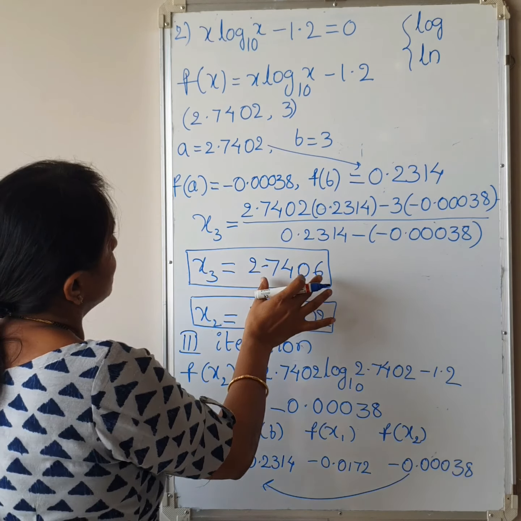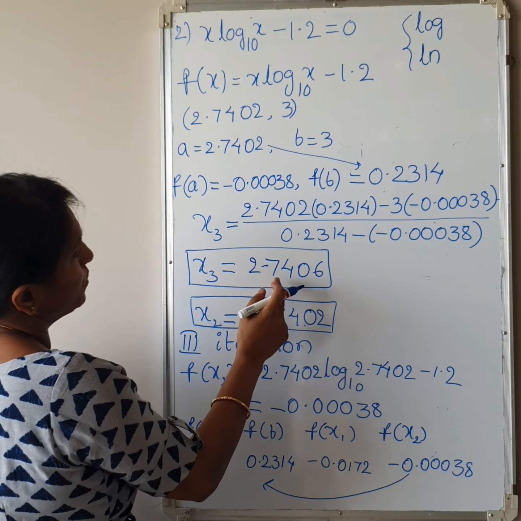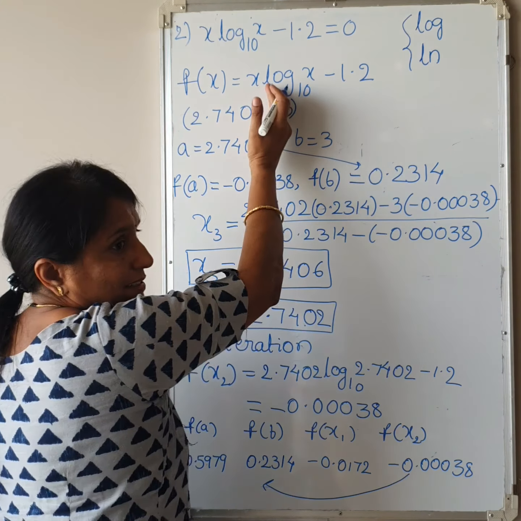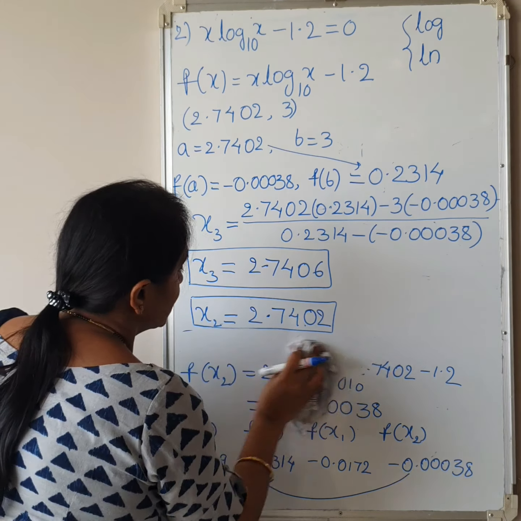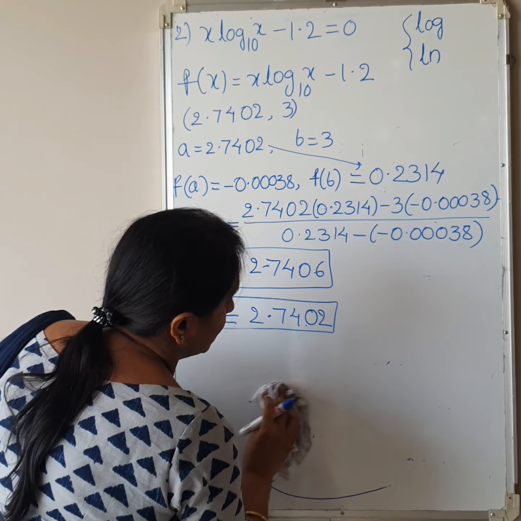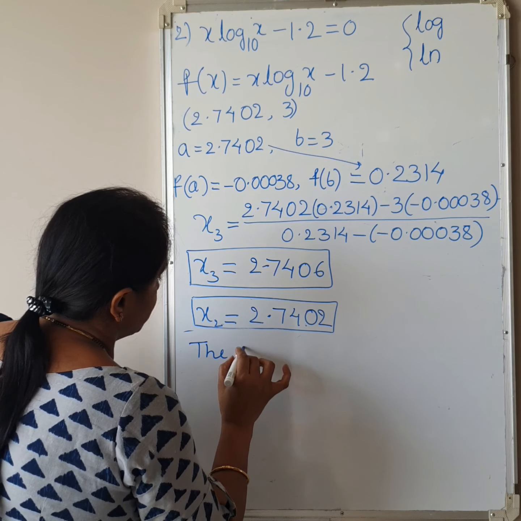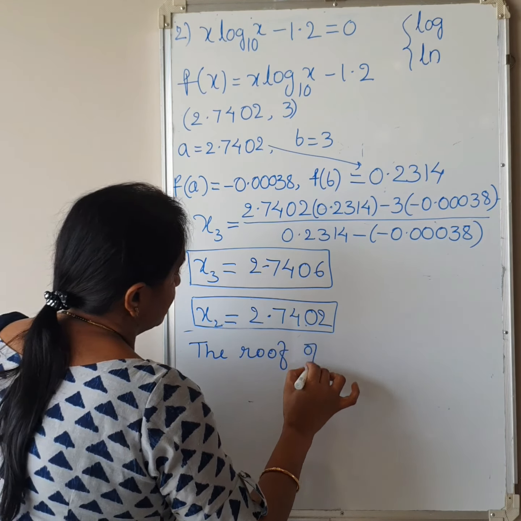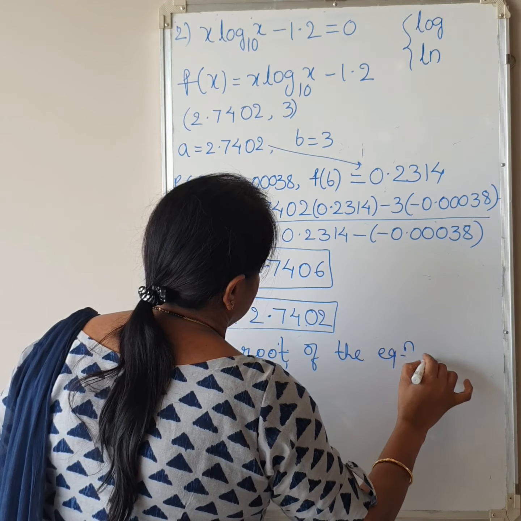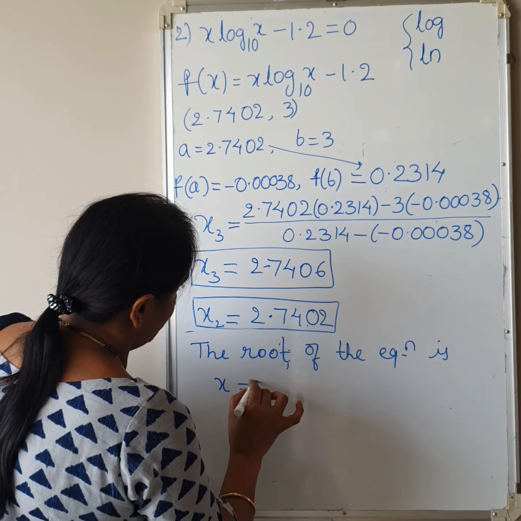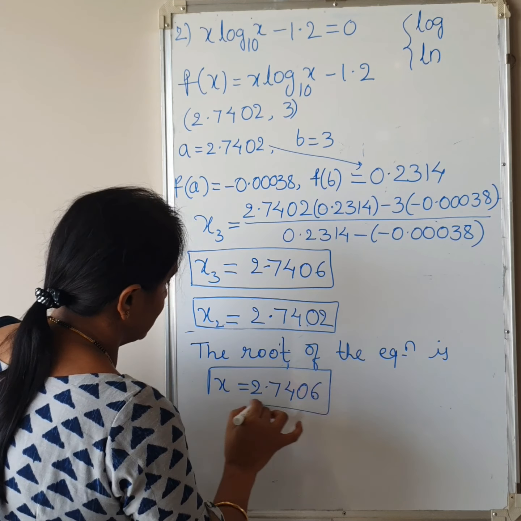Again check whether this root lies in the interval or not. 2.7402, it is 2.7406. Definitely it lies in this interval. So our answer is correct. Finally, you have to write all the roots and one final answer, that will be your third iteration value. So the root of the given equation is x is equal to 2.7406. This will be your final answer.